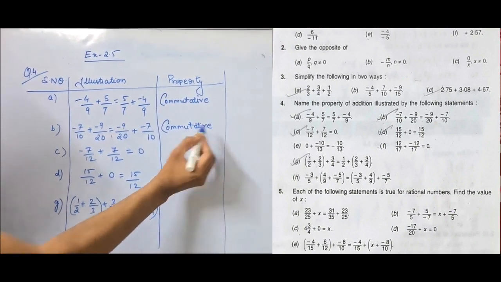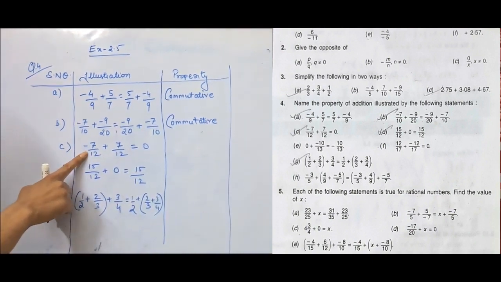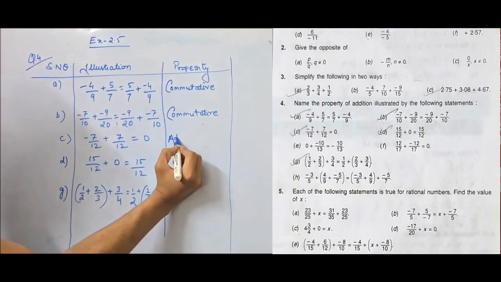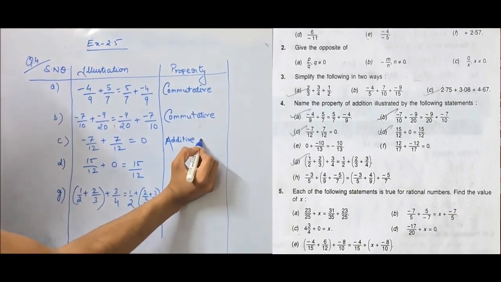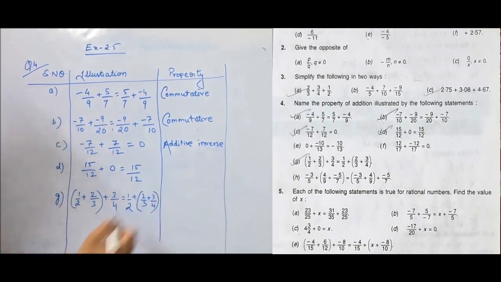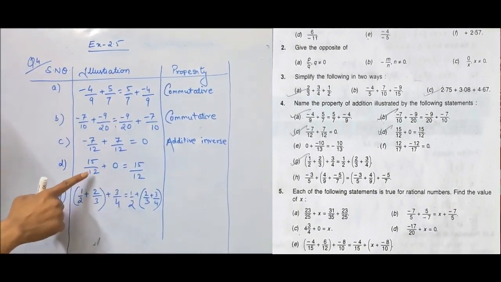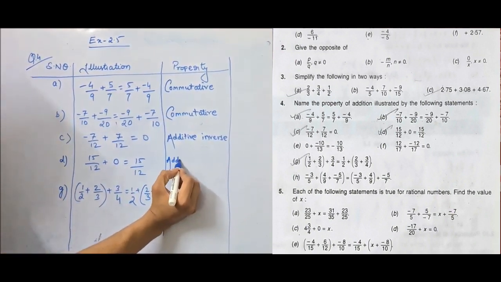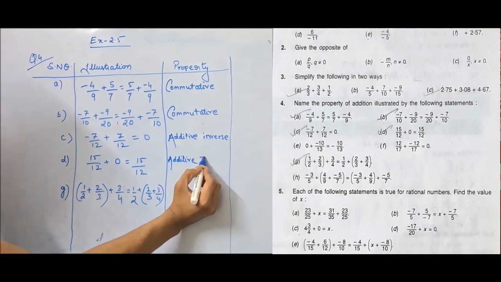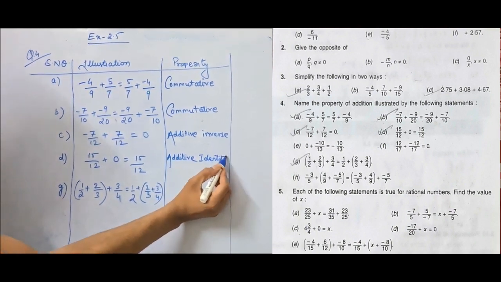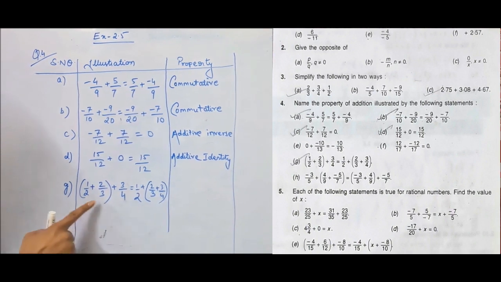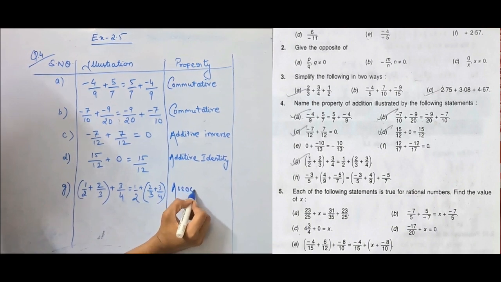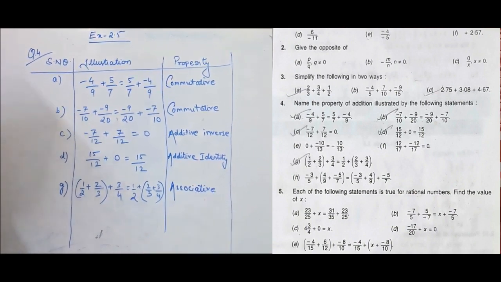So changing the order is again which property? Commutative property. Now this, if you are adding a rational number with its additive inverse, you are getting the answer as 0. So that means this is the property of additive inverse. Now coming down to the next section, adding 0 to any rational number will give you the same rational number. That is the property of additive identity. Next, you can see that they are changing the group of the given rational numbers. Changing the group is which property? Changing the group is associative property.